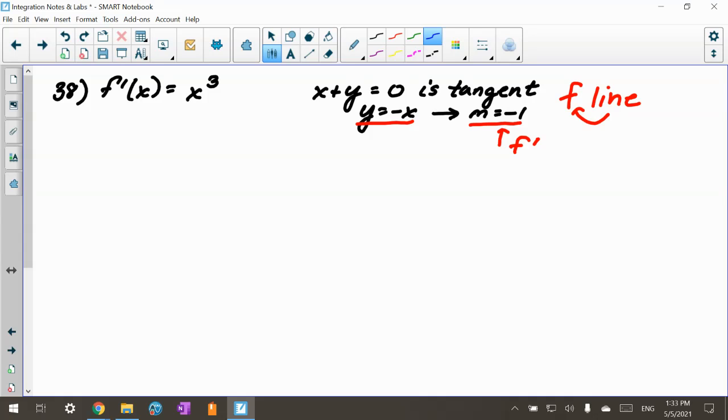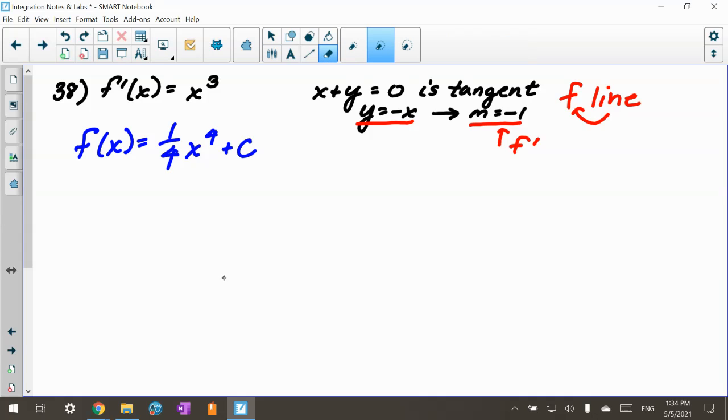So let's go back and do my f of x. Just so we have that, my f of x is going to be, add 1, 1/4 x to the 4th plus c, okay? So I've got that all set up.